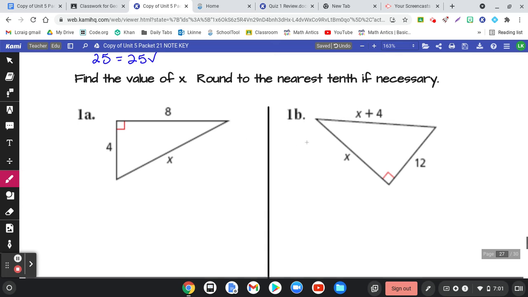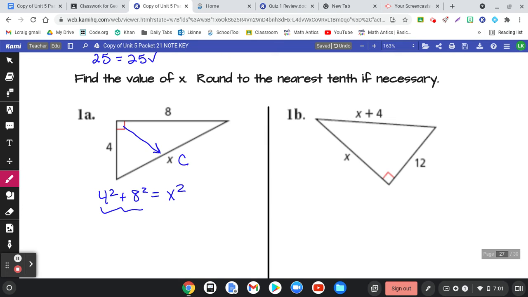Okay, so let's take a look at 1A. Our C, our hypotenuse, would be x. So it's 4 squared plus 8 squared equals x squared. All right, we can put that right into the calculator, or you can do it out. 16 plus 64 equals x squared. So 80 equals x squared.